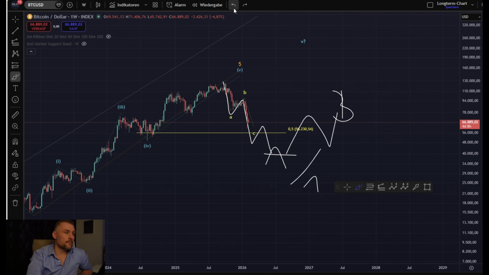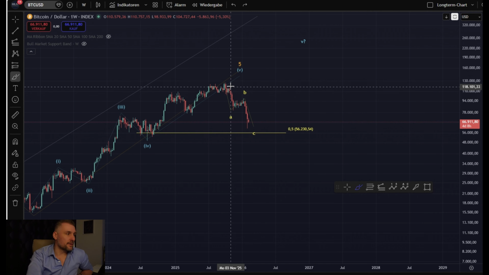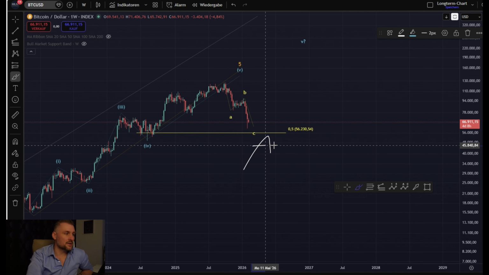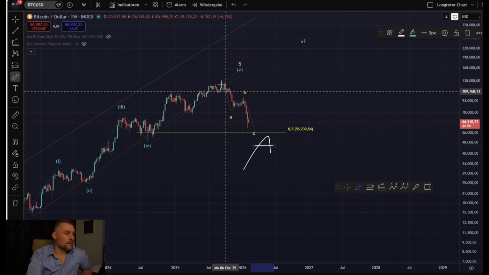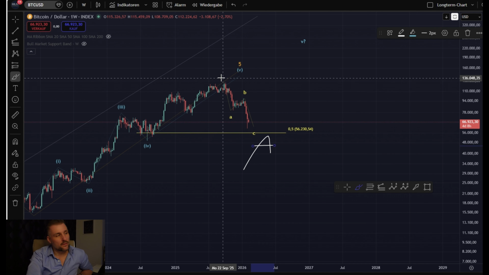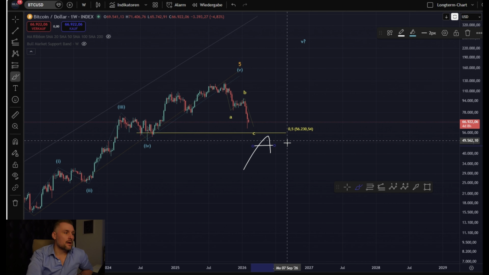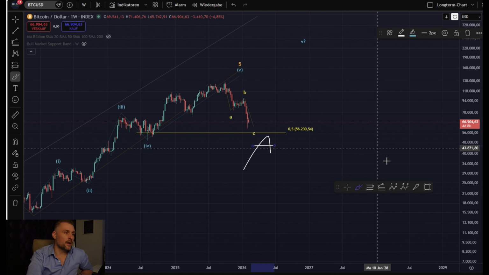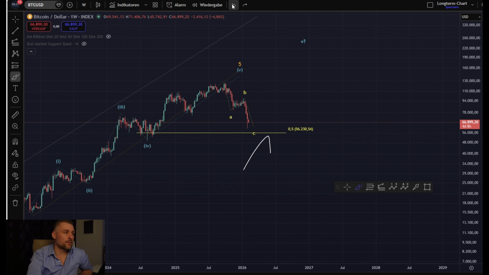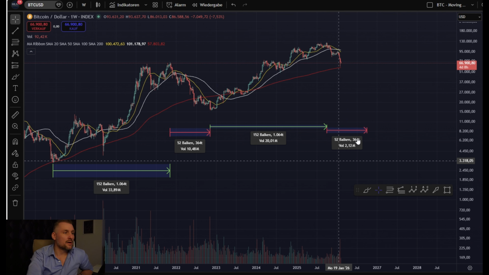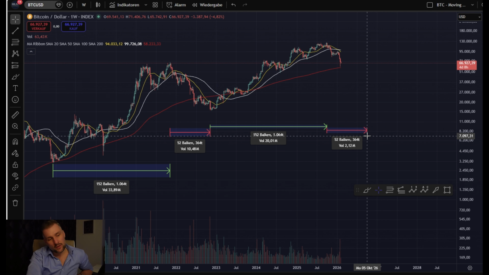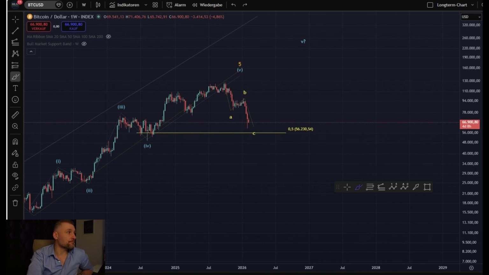But either way, my preferred scenario is that we get here a larger A wave, either in 3 waves or in 5 waves, and then coming back in a B wave and coming down in a C wave. That would be in line with our current view that we will bottom probably this year in October.